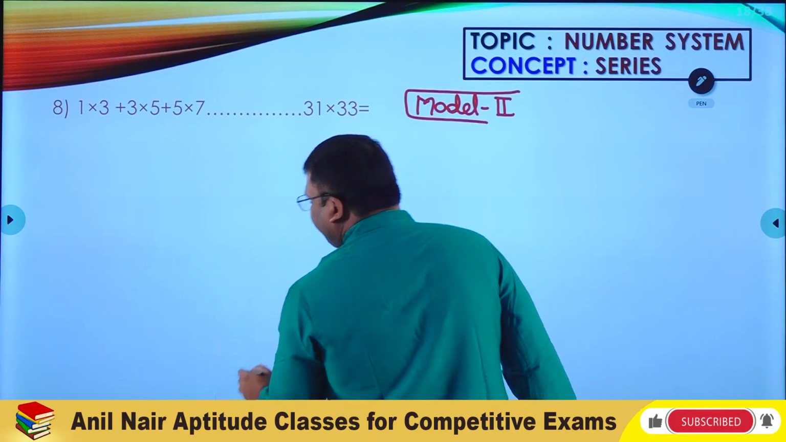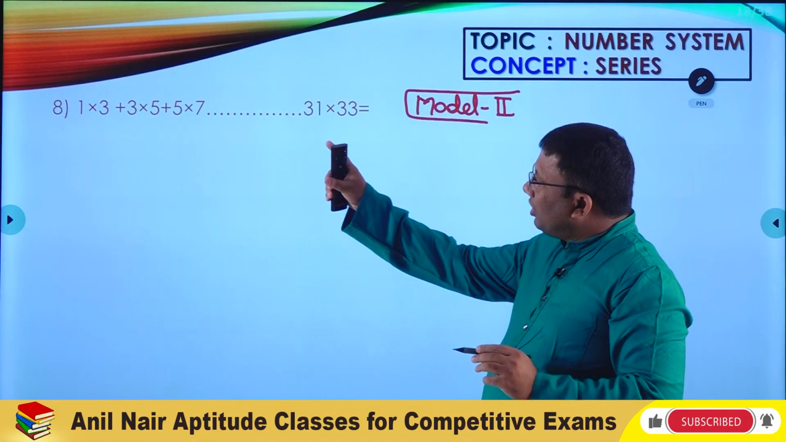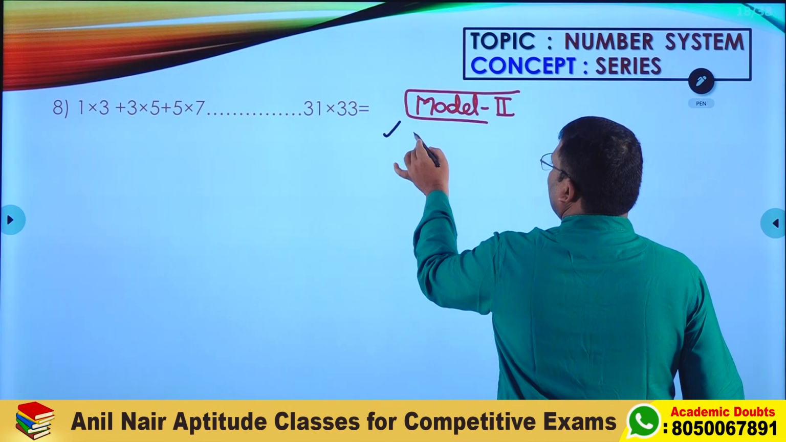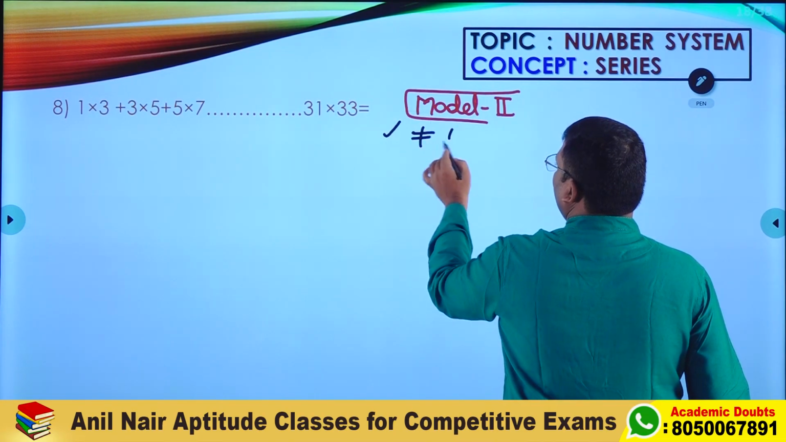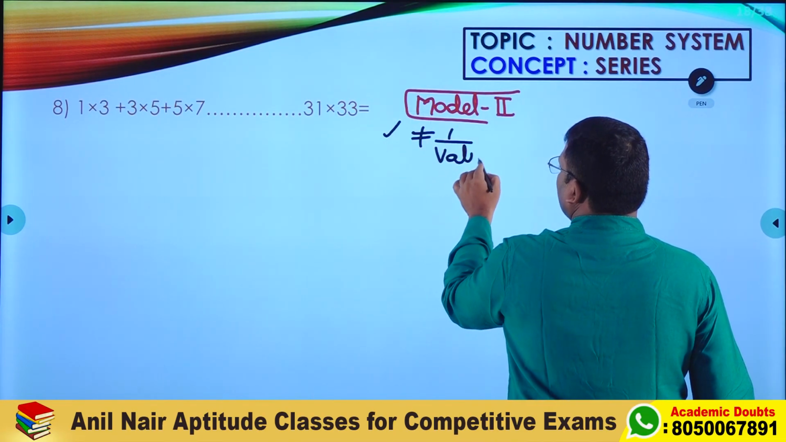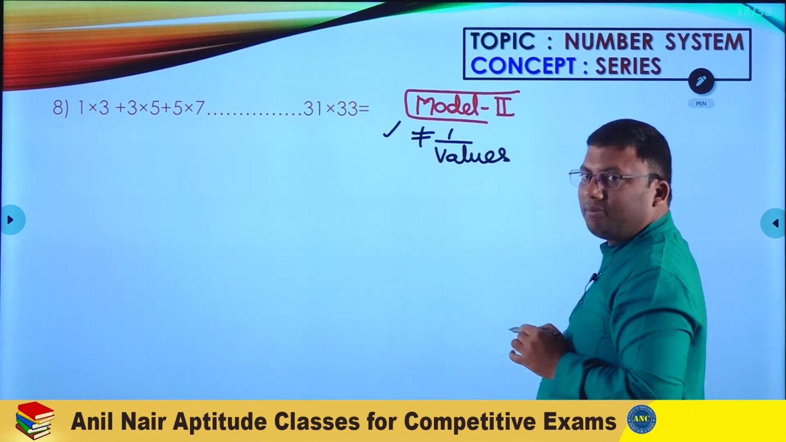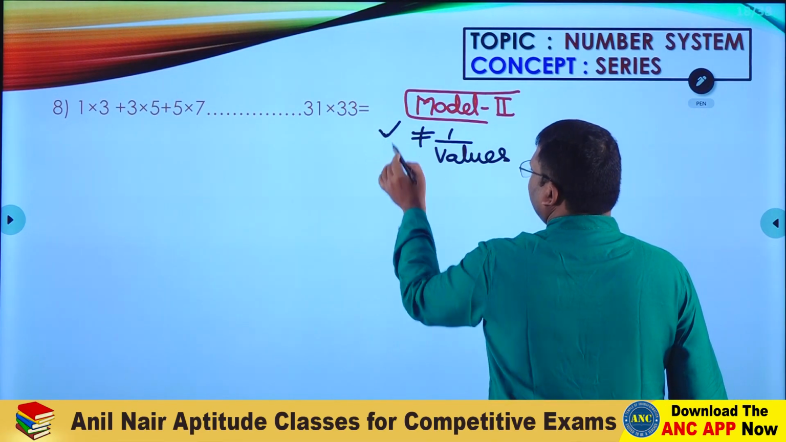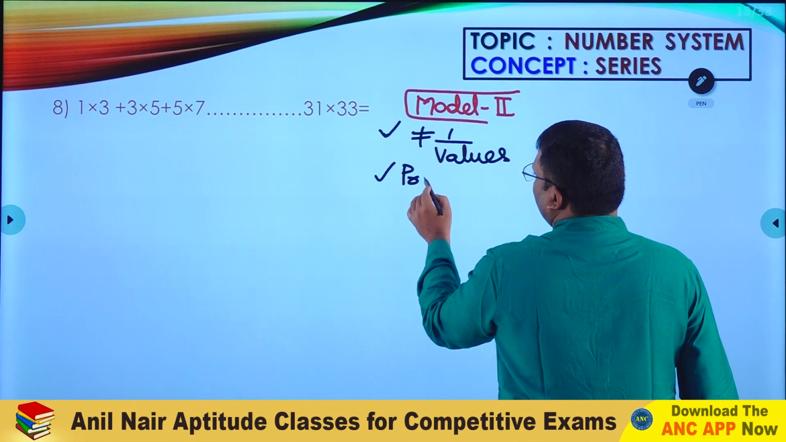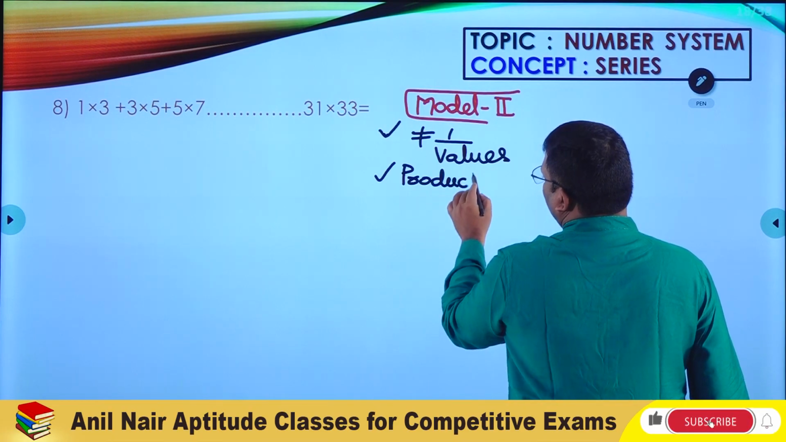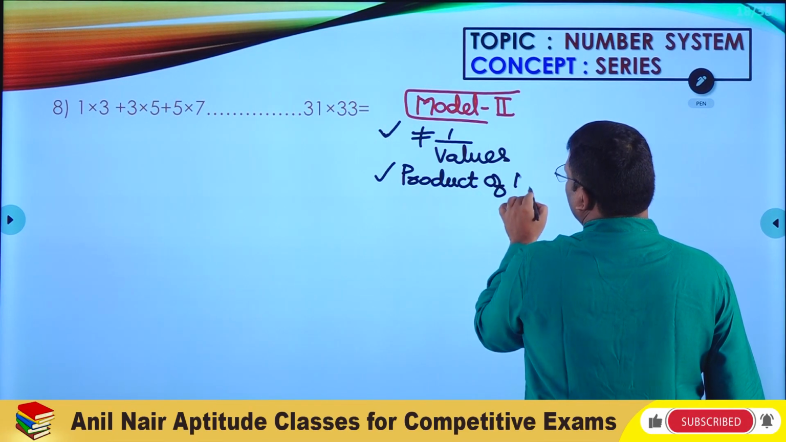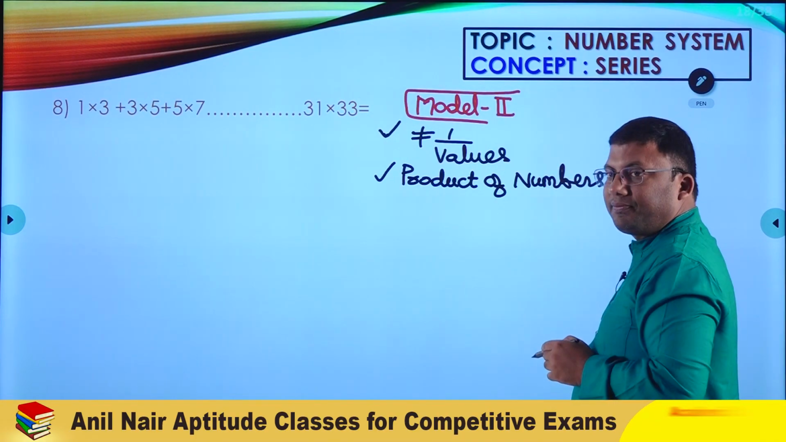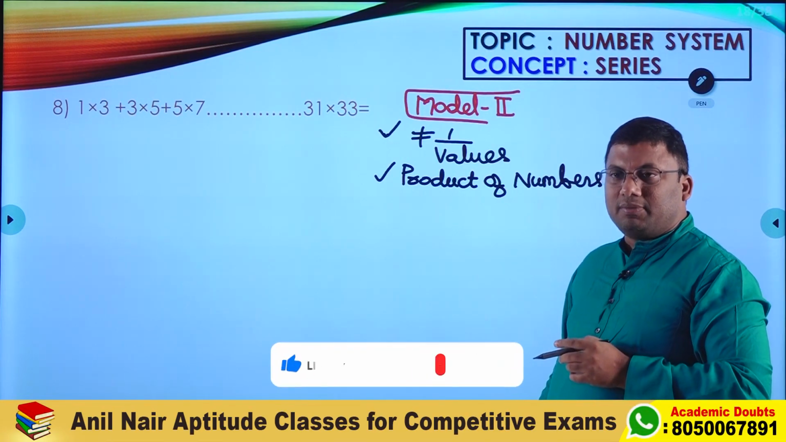First point, the questions are not of the form 1 by values. First write down: it is not of the form 1 by values. It is of the form product of numbers. It can be 2 numbers, it can be 3 numbers, it can be 4 numbers.